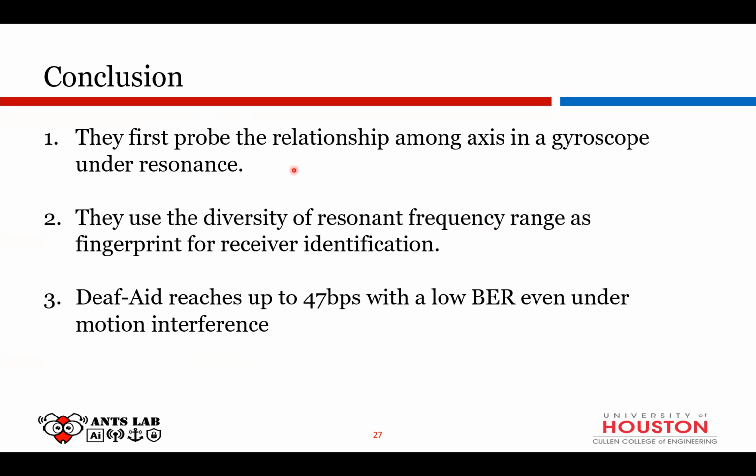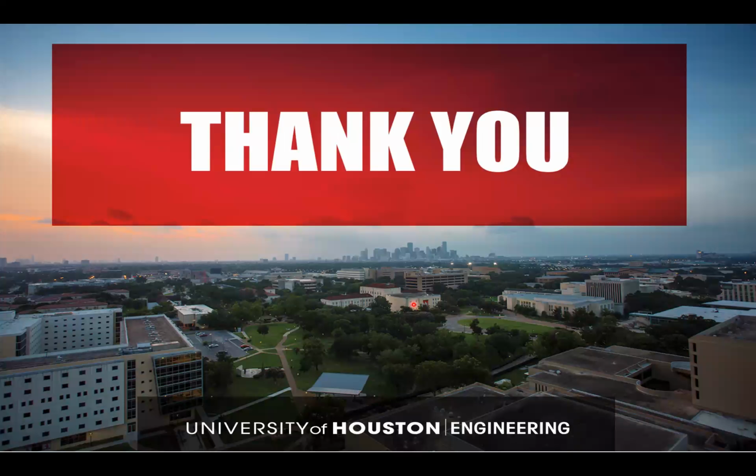They first probe the relationship among axes in the gyroscope under resonance. And they use the diversity of the resonance frequency range as a fingerprint for receiver identification. And last, the performance of the DEF8 can reach up to 47 bits per second with a very low bit error rate, even under motion interference. So that's all for this paper, and thanks for listening.